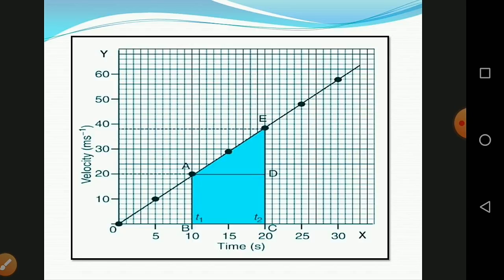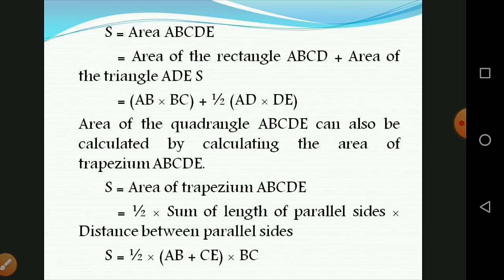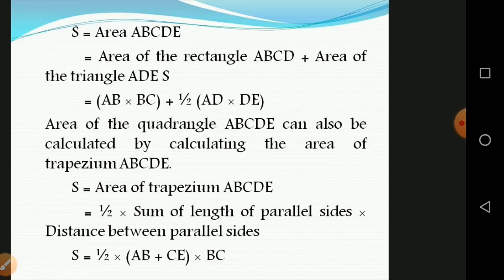The area under the velocity-time graph gives the distance, that means the magnitude of displacement, moved by the car in a given interval of time. Since the magnitude of the velocity of the car is changing due to acceleration, the distance s traveled by the car will be given by the area ABCDE under the velocity-time graph. That means the area of the rectangle ABCD and the area of the triangle ADE.